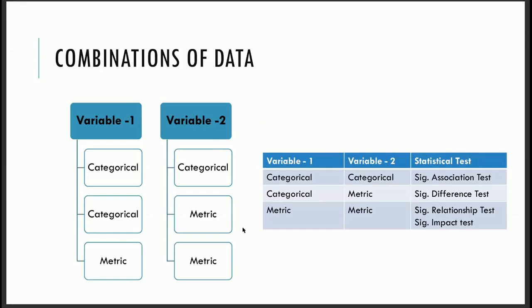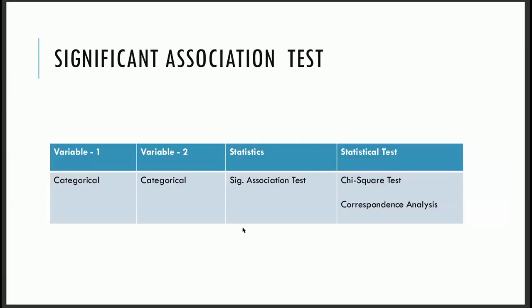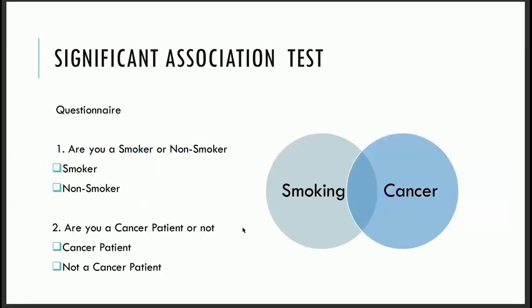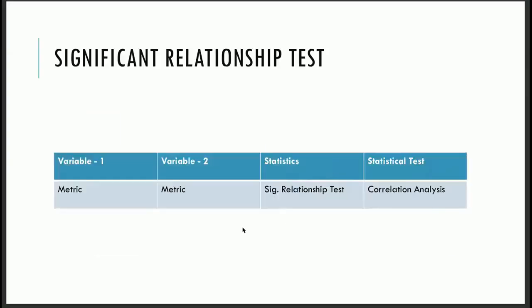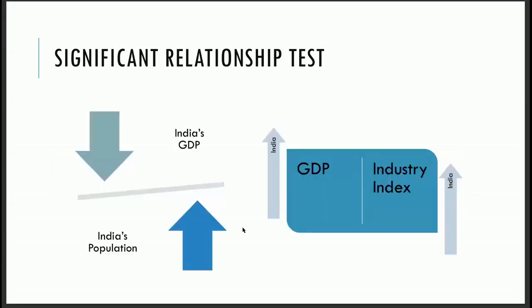So what are the combinations of these data? If two data are categorical in nature, like smoking, non-smoking, cancer patient, non-cancer patient, then you will be trying to find out whether there is any association between the two data or not, using the chi-square test or correspondence analysis. Then coming to the relationship, if two data are metric, then you will be trying to identify whether there is a significant relationship between the two variables or not using correlation analysis.